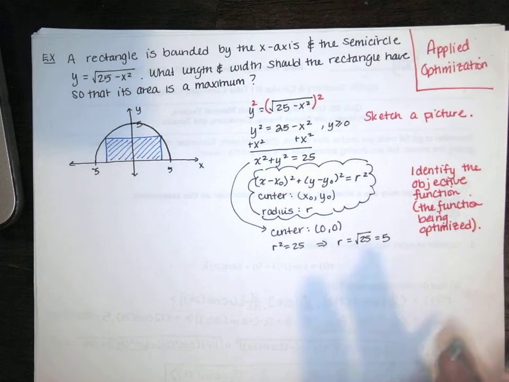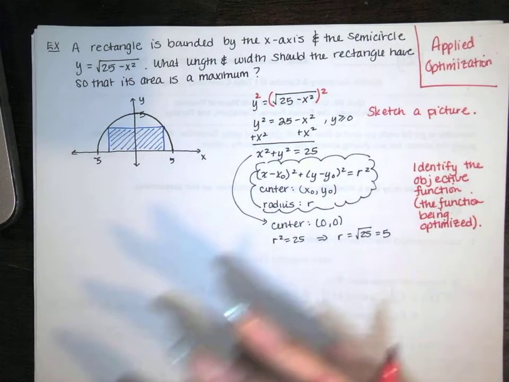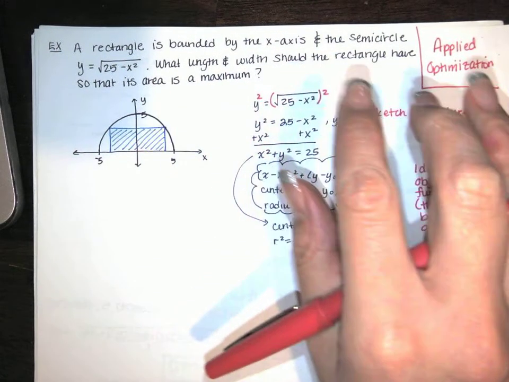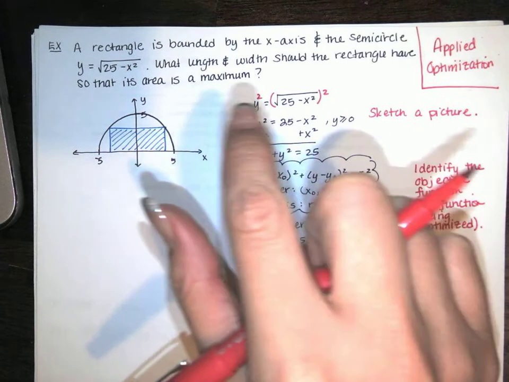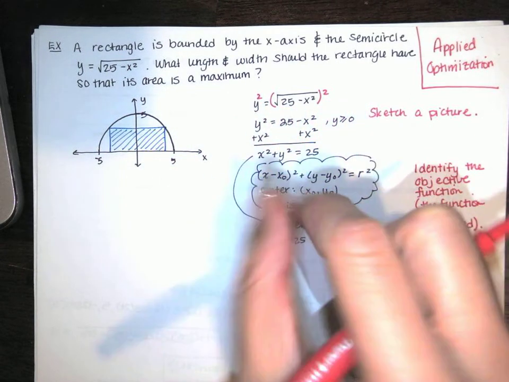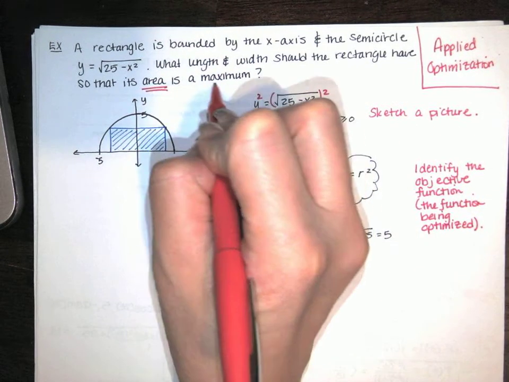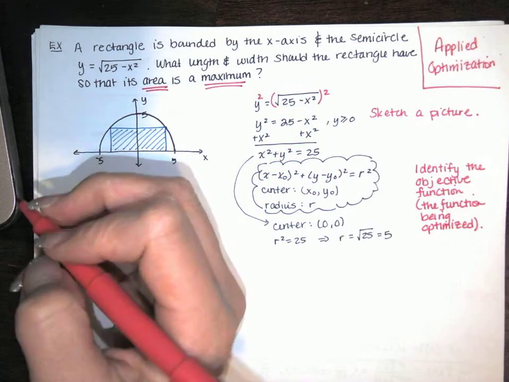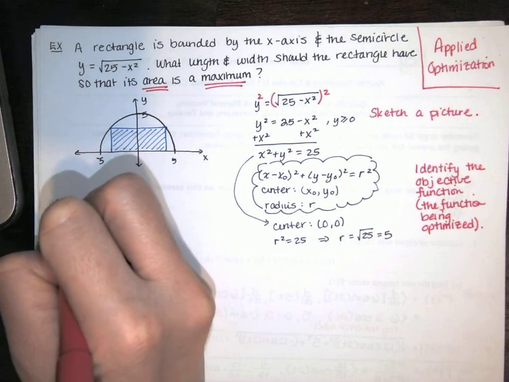Okay, so I'm looking for the words maximum, minimum. A rectangle is bounded by the x-axis and a semicircle. What length and width should the rectangle have so that its area is a maximum? That's great. We're told we're going to maximize area.